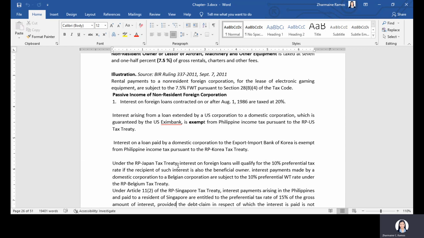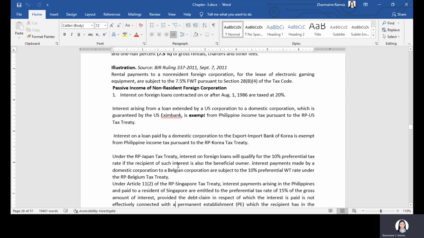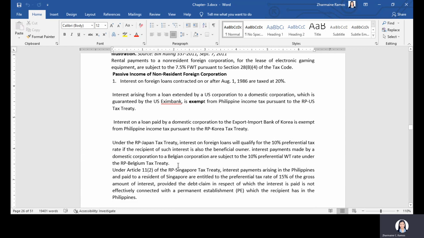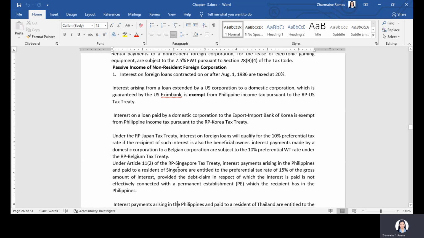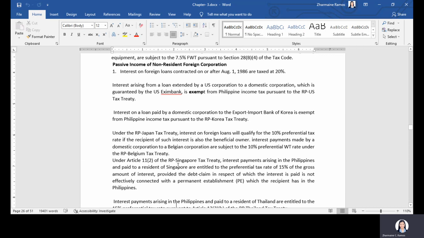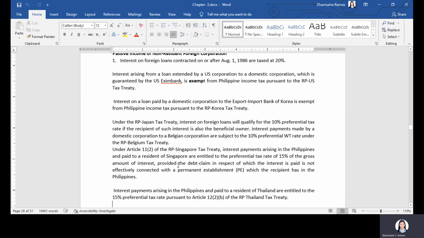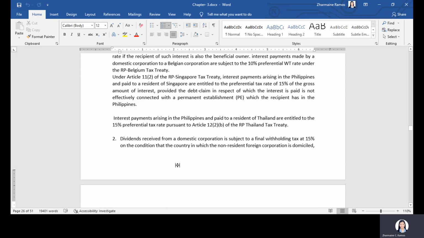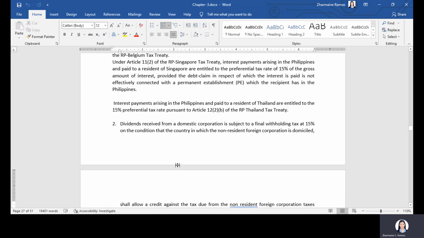Interest payments made by a domestic corporation to a Belgian corporation are subject to a 10% preferential WT rate under the RP-Belgium tax treaty. So 10%, 10%. Dito naman sa Singapore is 15%. So depende siya. Sa Thailand naman is 15% preferential tax rates.